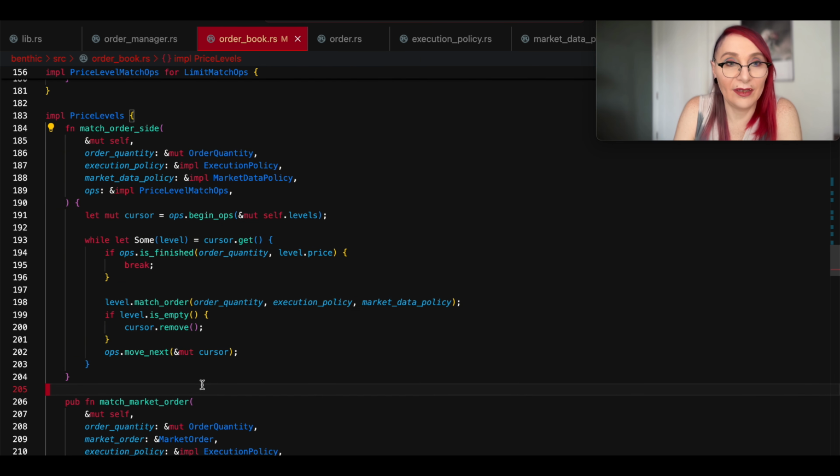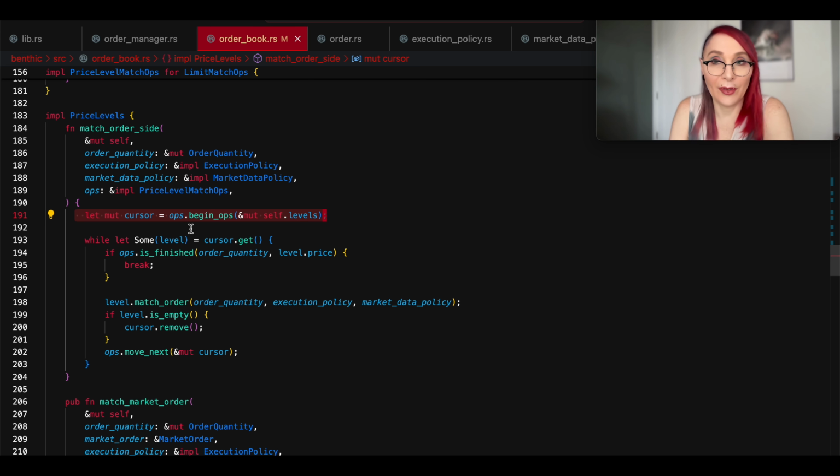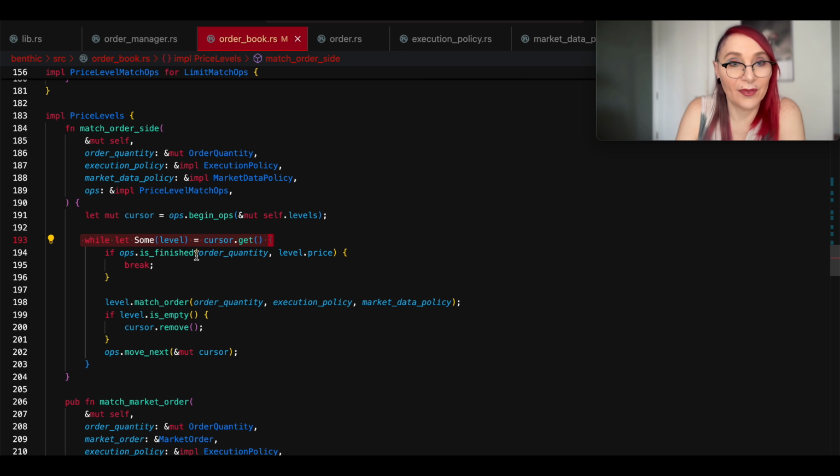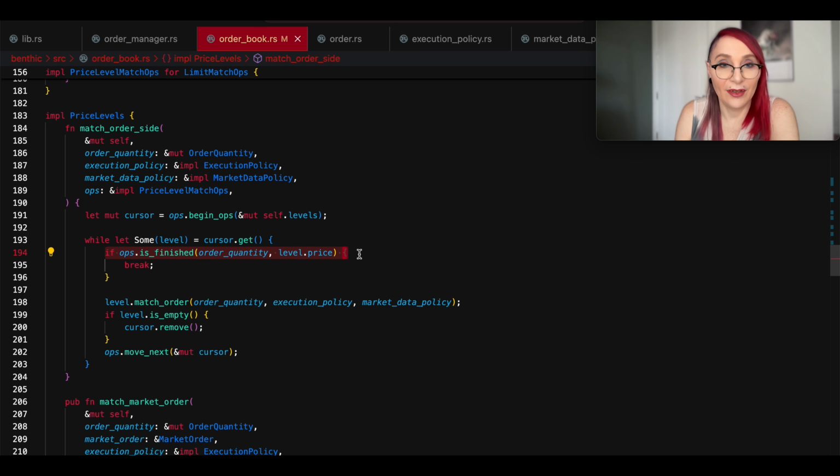So let's just look at this matching function, how simple this function is with these traits. So we start with a cursor, which we get from begin ops. So we know it's either the front or the end of our tree. And we keep going over next and next and next, whether this is higher price and higher or lower and lower, okay? So we get the current cursor position. We check if the price at this level and the quantity of our order left are telling us to stop the iteration, right?